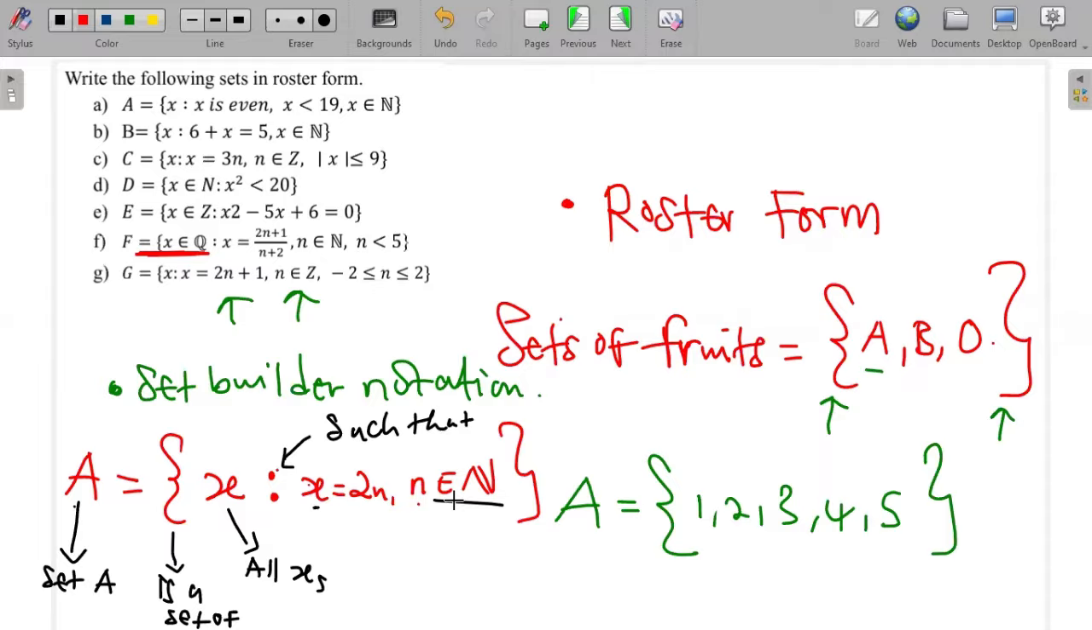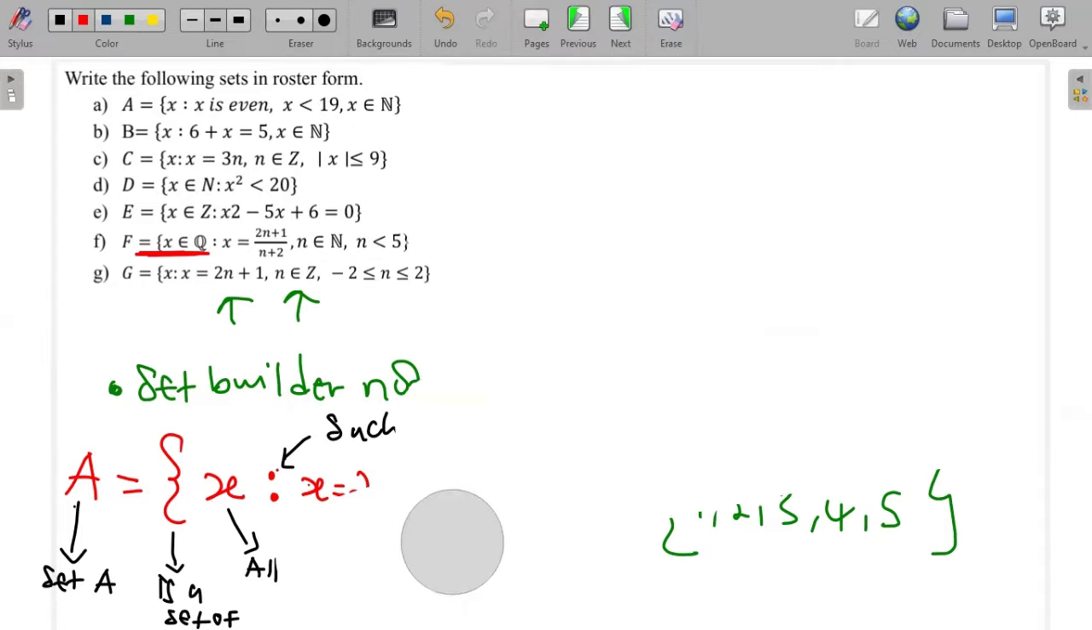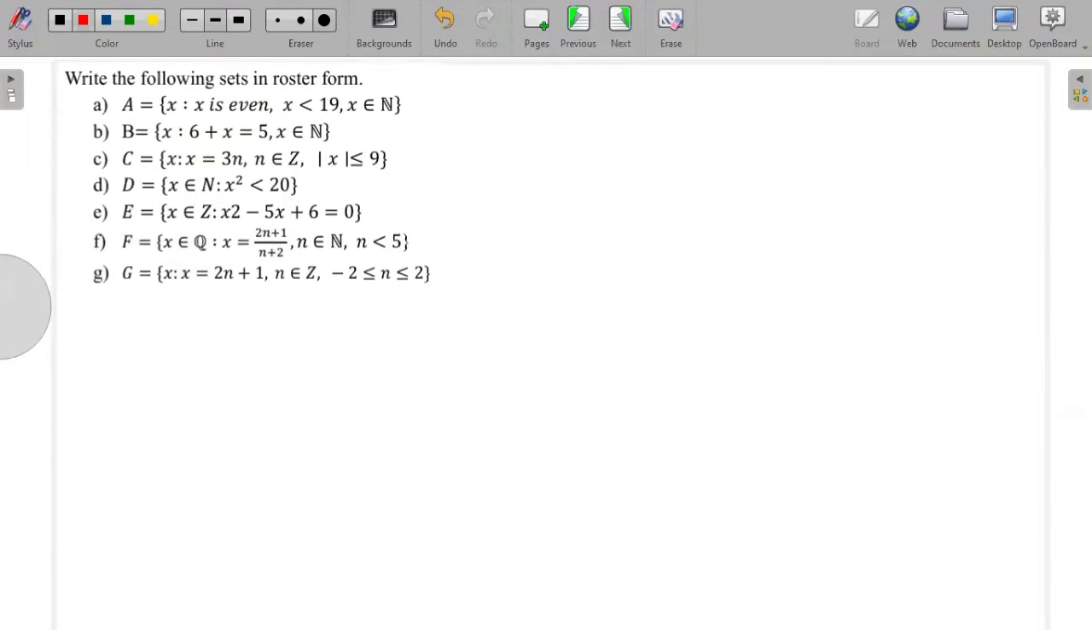That's all. So for you to fully understand this topic of roster form and set builder notation, you have to know the sets of numbers that we have. Those are the videos that I was sharing in the group. I hope you watched them. So the sets of numbers that we have, we have different types of numbers.